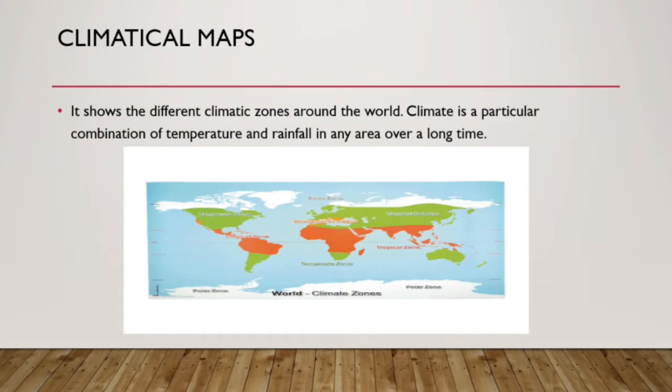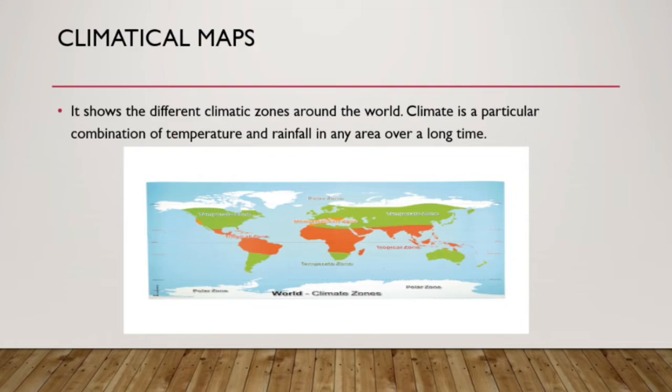Climatical maps. It shows the different climatical zones around the world. Climate is a particular combination of temperature and rainfall in any area for a long time. So also we have an image which shows the climatical temperature. We have Mediterranean zone, we have temperate zone, we have tropical zone. So this is the climatical map.